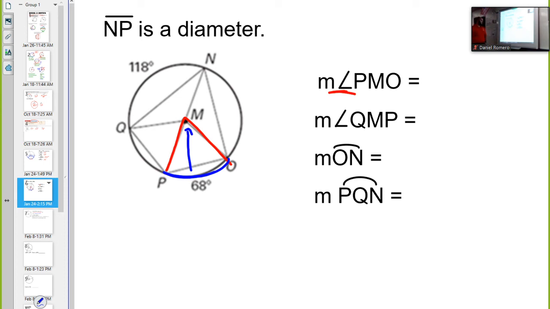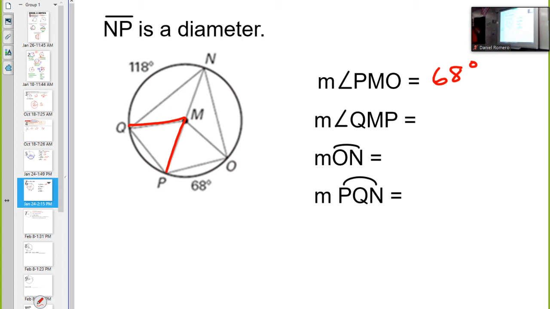How many degrees are in that angle? Conductor and the person who drives it. Who is that person? How about QMP? Conductor and the engineer. Very good. What type of angle is QMP?